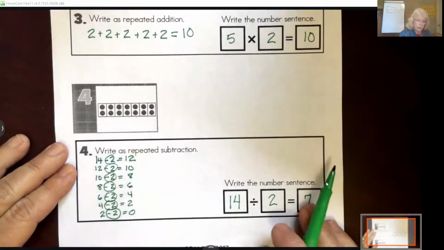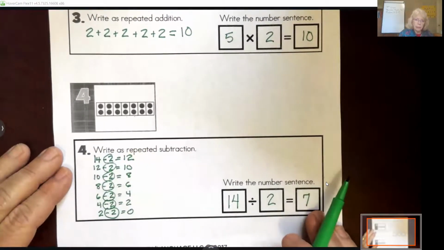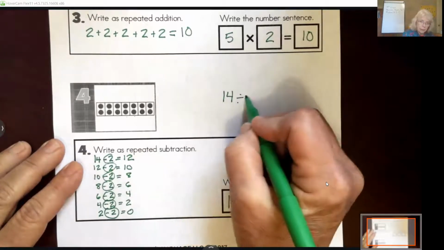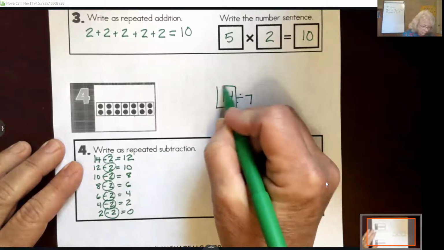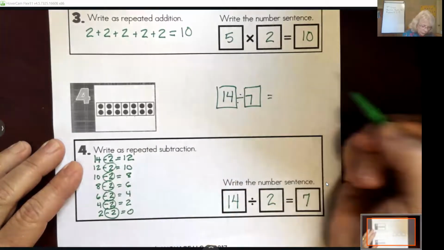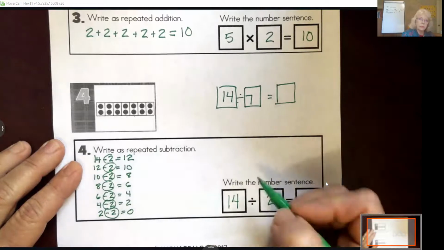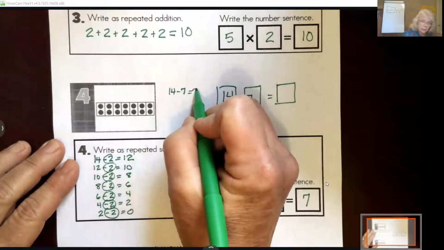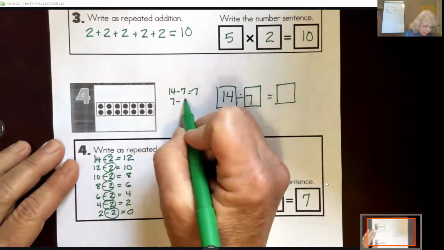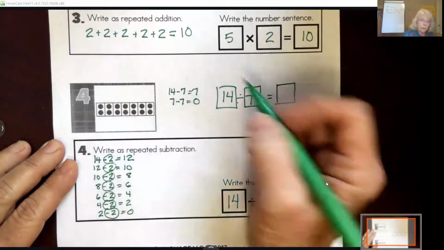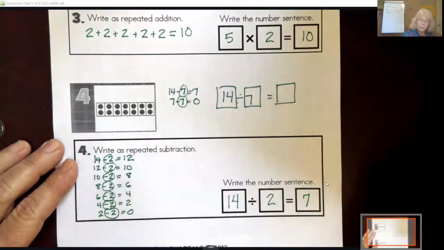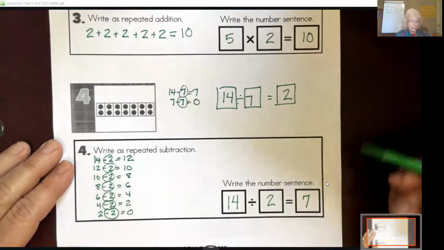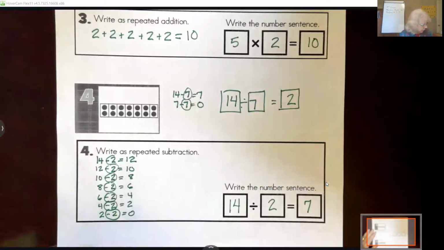And an alternative way that would be equally correct on this would be if we had said 14 divided by 7 is equal to some number, in which case, if you did it that way, we would have gone 14 minus 7 equals 7, 7 minus 7 equals 0, and we would have seen that there were 2 times we took away 7. So both answers are correct. Okay, let's go on to number 5.